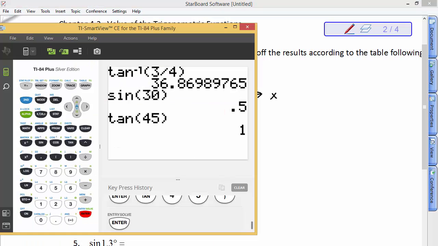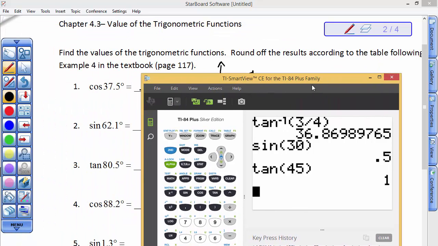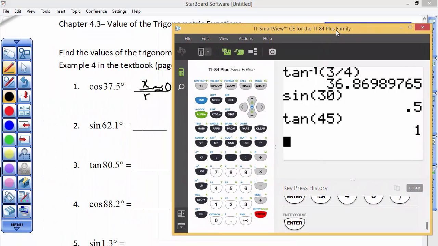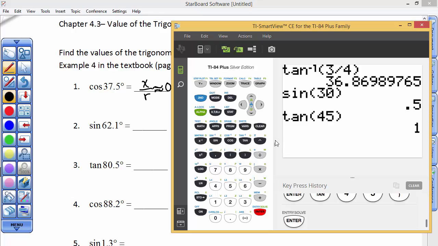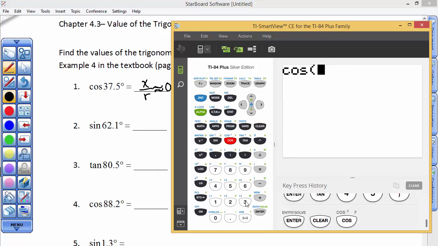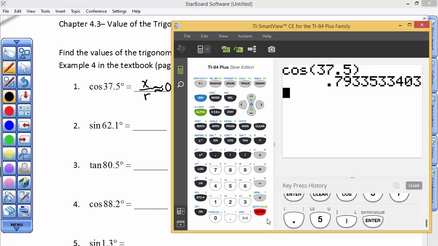So cosine, I'm going to see if I can get this to be over here. Yeah. So cosine of 37.5. Now, I could be way wrong, but wow, not bad. 0.79, or I had guessed 0.80, 80%. So I'm asking you to now start visualizing what you expect the calculator to tell you.